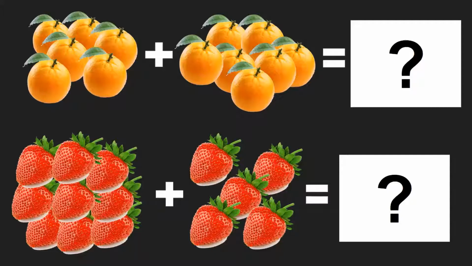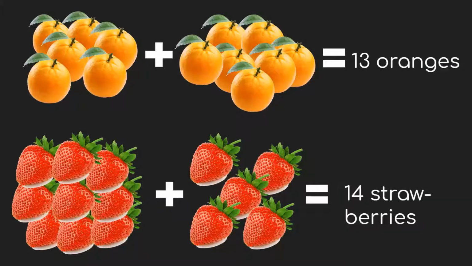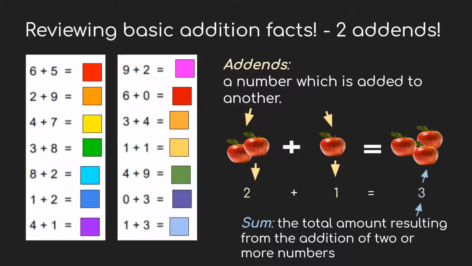So now if you're finished, for the oranges, we have 13 oranges, and for the number of strawberries, we have 14 strawberries. Now we're going to move on to doing some basic addition facts with only 2 addends. Addends are numbers that are added to one another.